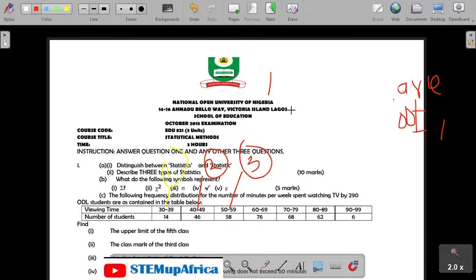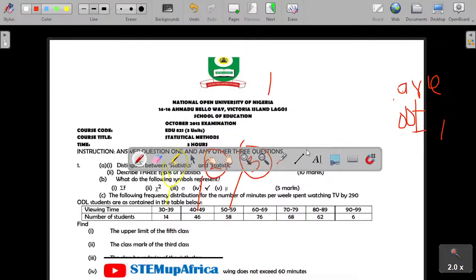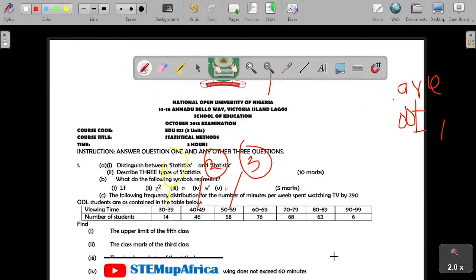So let's go to Roman figure 3. We should determine the class boundary of the sixth class. Who is now the sixth? This is the fourth. This is the fifth. And this is the sixth. So they are asking for 80 to 89, because they said it's of the sixth class. So we are dealing with 80 to 89.